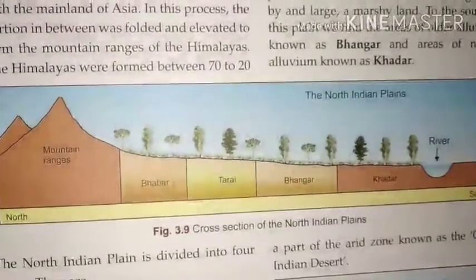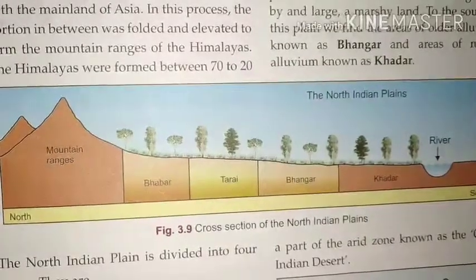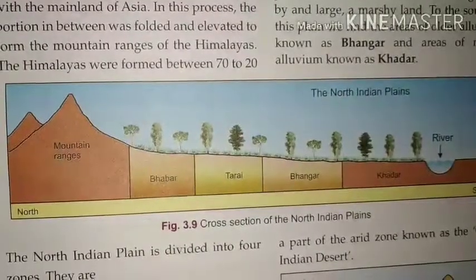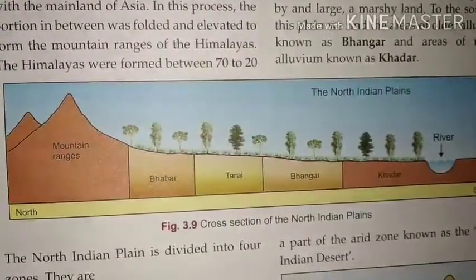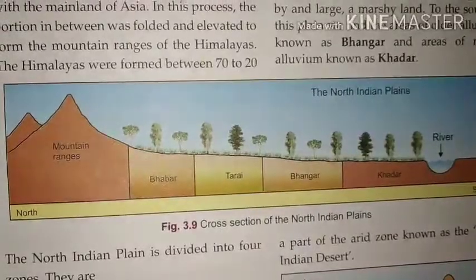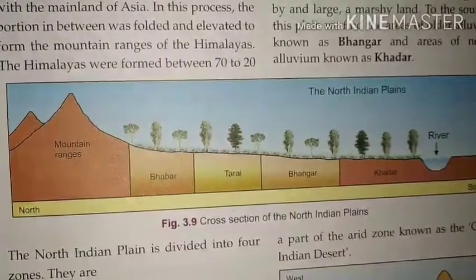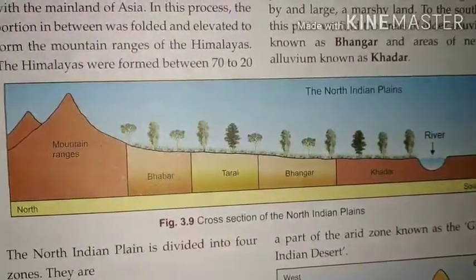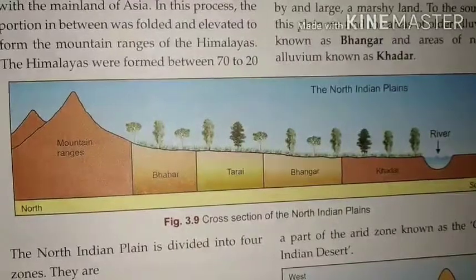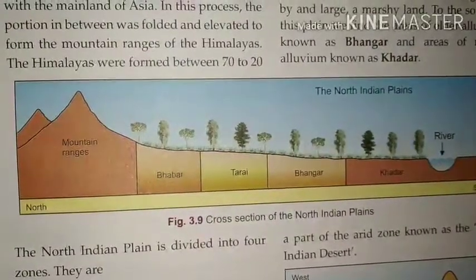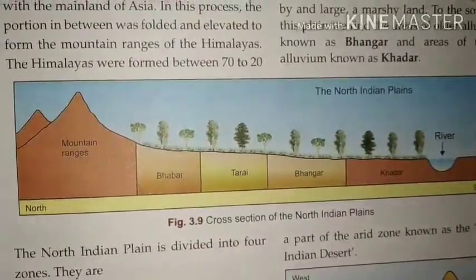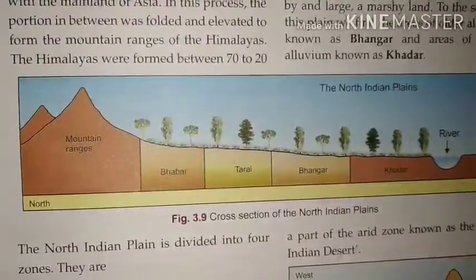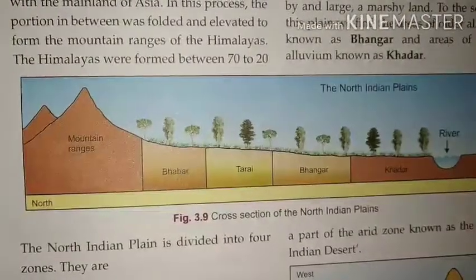In the lower classes, we have read about the tectonic plates, and these plates are moving. Actually, these plates are floating over the magma, and it is always moving. So while moving, the southern plateau, which was actually in the southern hemisphere, slowly shifted towards the northern hemisphere and collided with the Asiatic plate. Because of that, a fold occurred, and that fold is the northern mountain, that is the Himalayan range.